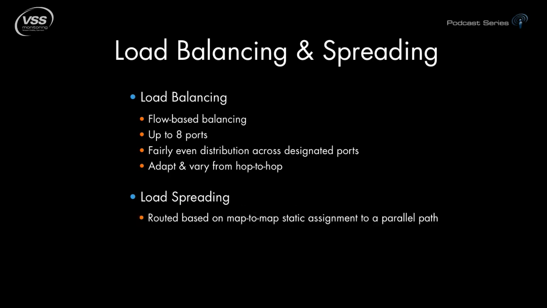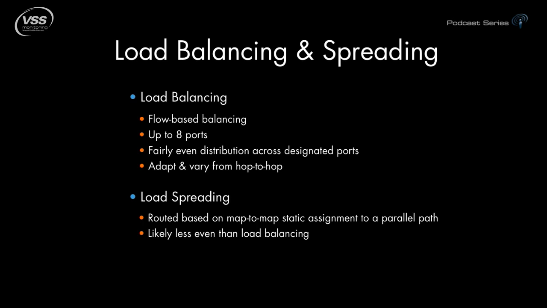Load spreading is determined based on map-to-map of static assignments in a parallel path. So load spreading takes over whenever load balancing is not used. It's likely less even than load balancing. And basically what happens is for each mapping in your filter output settings, a single port will be chosen for the vStack Plus link. So for example, if you had 2 links, then every other filter mapping would go to the same link.